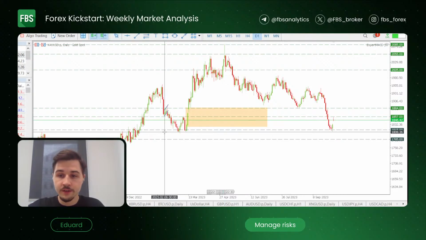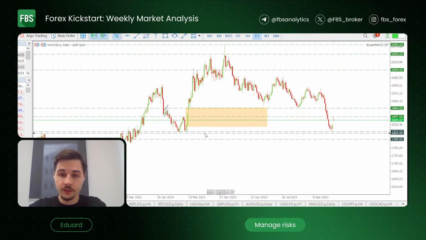And also we have several liquidity pools here and there. I will move the line so you can see it. Yeah, this is liquidity pool number one. This is liquidity pool number two. So you can see that these are just obvious lines.